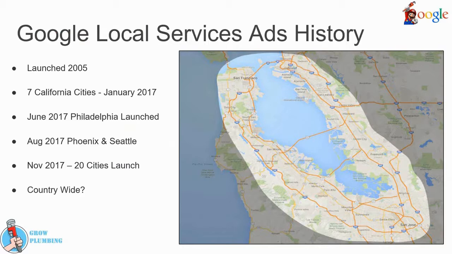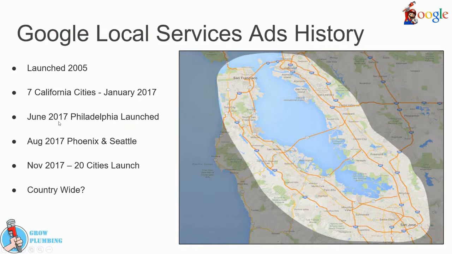So originally back in 2000, actually it's not 2005, 2015. Sorry about that. That's a little error right here. But it started off in 7 California cities, roughly around January 2007. So it was San Francisco. You can see from the map here, it was primarily just around San Francisco when they were launching this beta, trying to work out all the bugs and get everything up and running.